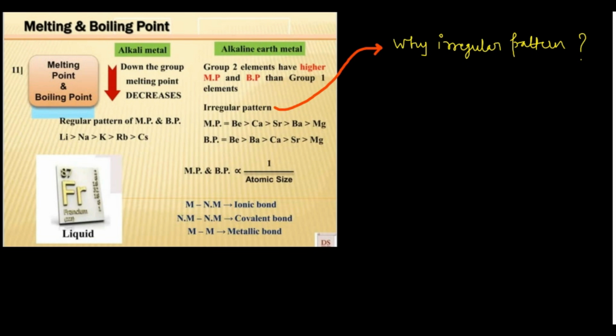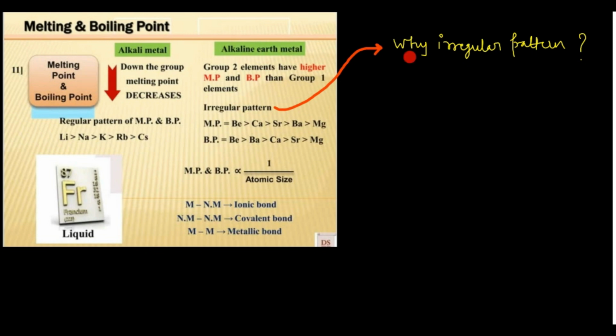For alkali metals, if you go down the group, the melting point decreases, and this is true for the alkaline earth metals also. Group 2 elements have higher melting and boiling points than the group 1 elements. The reason is that 2 electrons are present here, so the metallic bonding is a little stronger, and that simply indicates they should have a higher melting and boiling point.